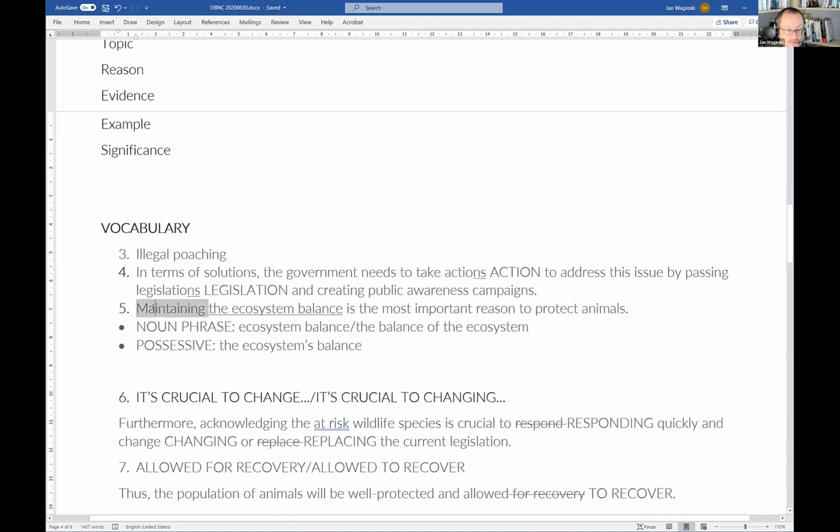Okay, so if you're going to use this, and this comes up, this is a very useful phrase for anything dealing with the environment, animals, preserving the natural environment: maintaining ecosystem balance, maintaining the balance of the ecosystem, maintaining the ecosystem's balance. Those are the three ways to do it.